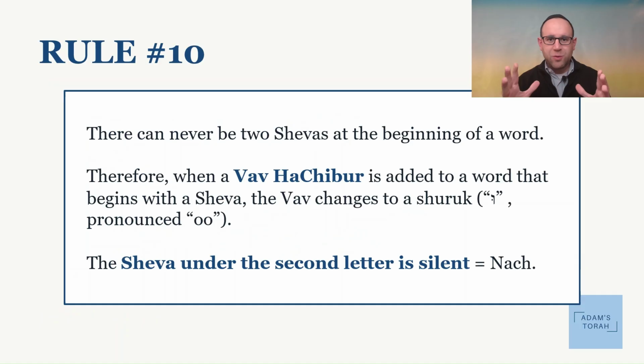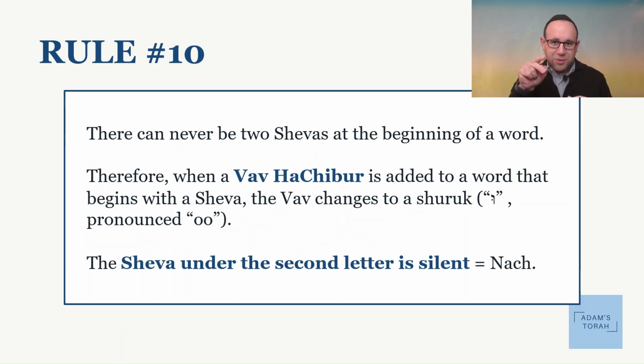Before we learn this rule, I want to just explain what the concept of a Vav HaChibbur is. In Hebrew, the Vav prefix can serve a few functions, and one of those functions is serving as a conjunction, meaning it's translated as the word and. So if you add a Vav before a word, it could simply be the prefix and.